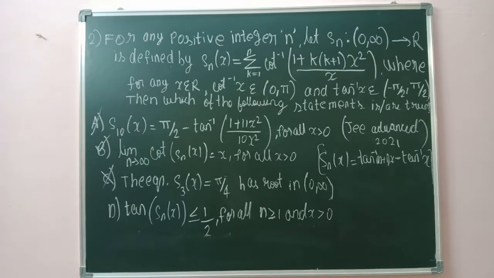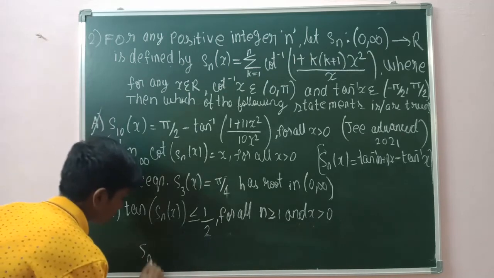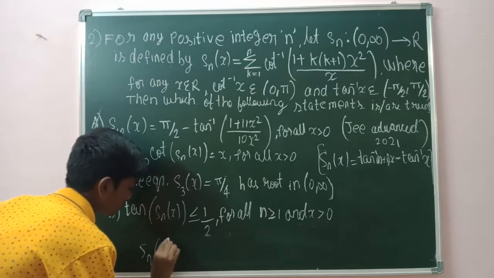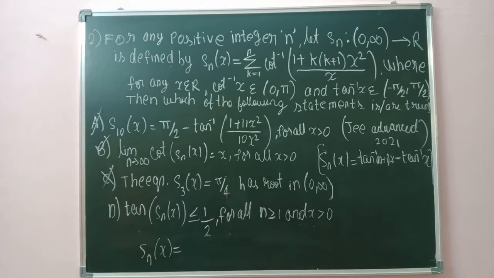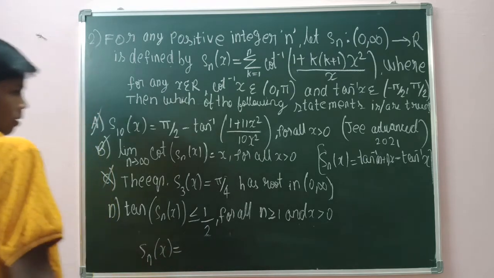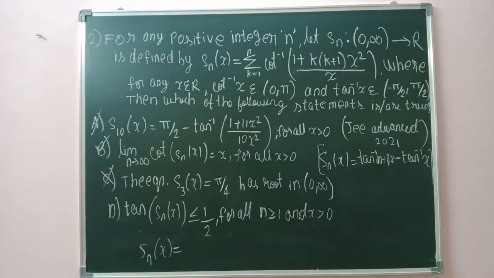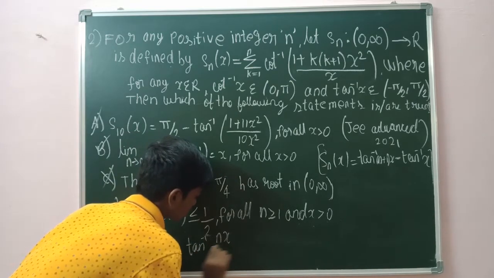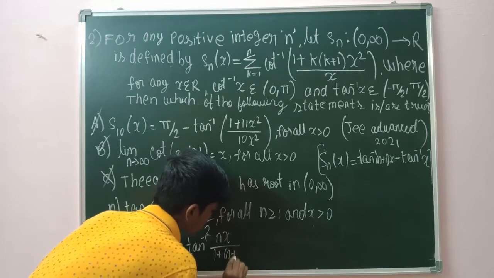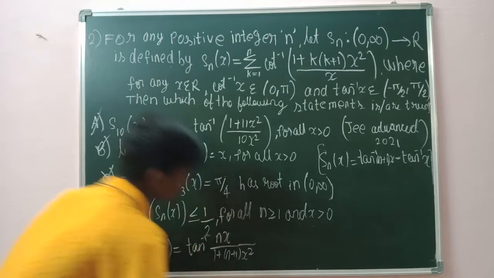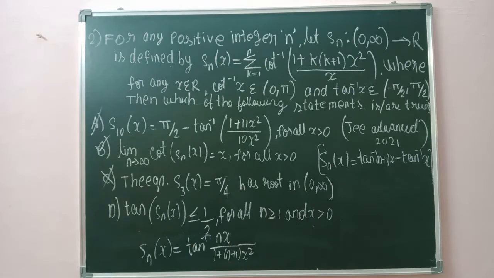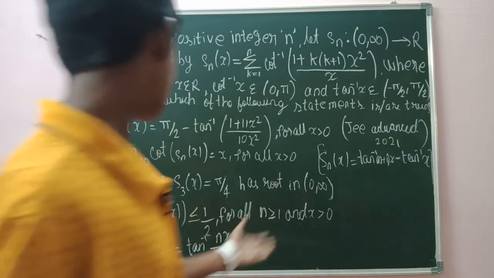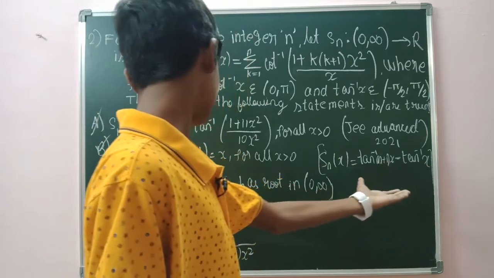So therefore, say me one thing. Can't I write the same S_n of x as tan inverse of something? Can't I write like this, people? Think carefully and say, can't I do this? Of course I can do this because your S_n of x is tan inverse of n plus 1 x minus tan inverse of nx.